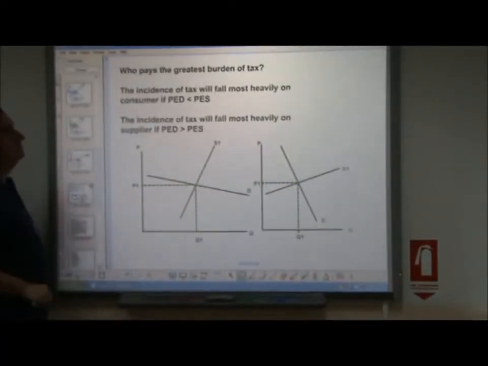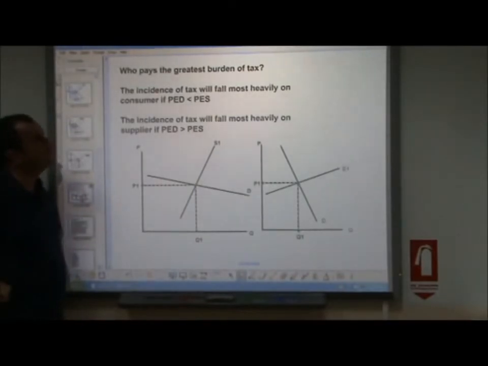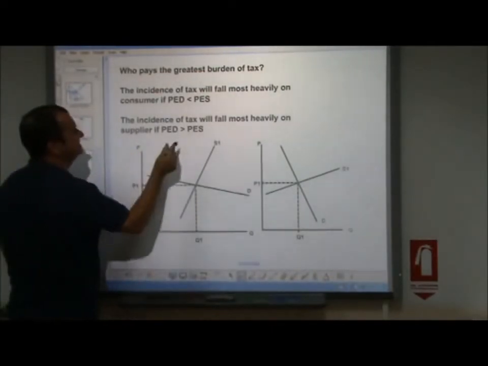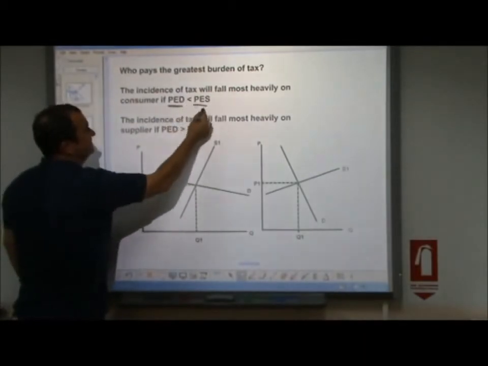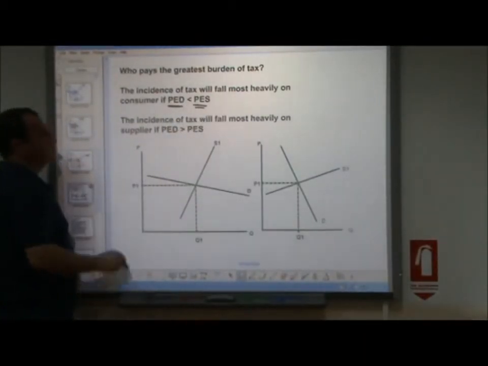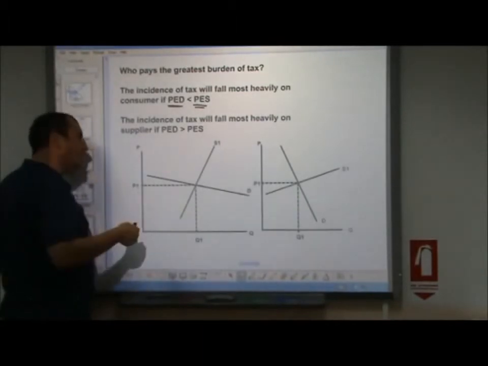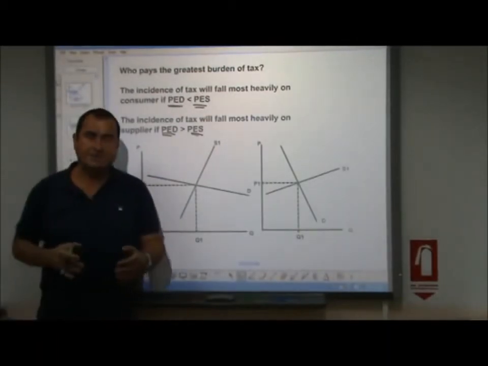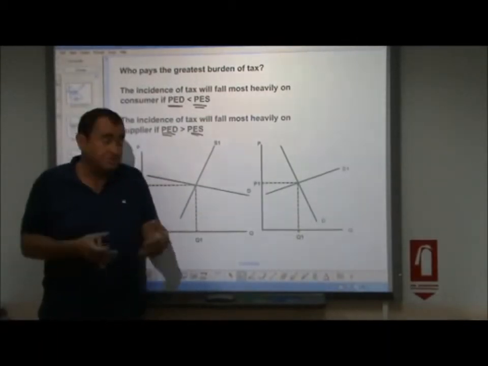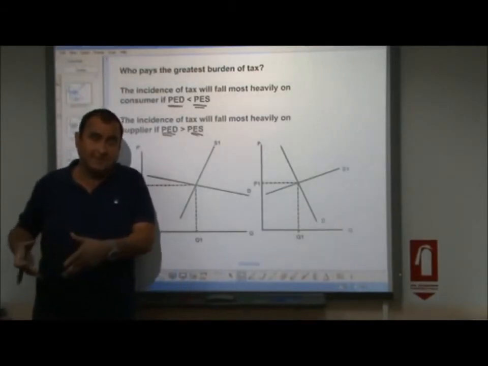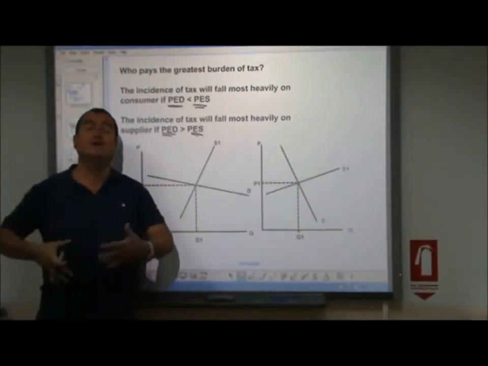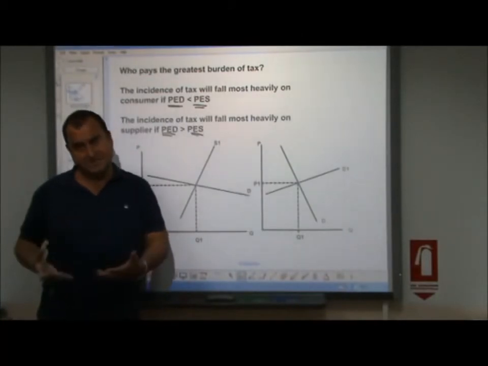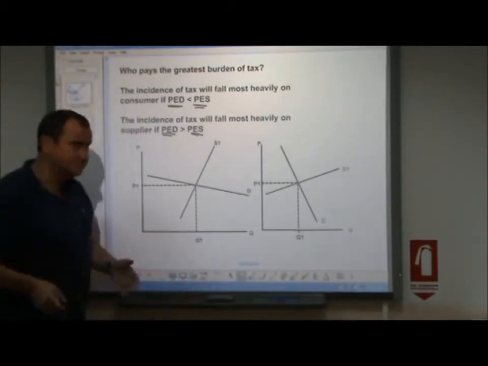Right. So who pays the greatest burden of tax? The incidence of tax will fall most heavily on consumers if the PED, the elasticity of demand, is less than the elasticity of supply. But the incidence of tax falls mostly on the supplier if the elasticity of demand is greater than elasticity of supply. It's kind of like a battle between the two elasticities, the consumer's demand elasticity or the producer's supply elasticity. And whichever elasticity is more elastic, that group pays less tax than the other group. Is that confusing? Let's have a look at it.